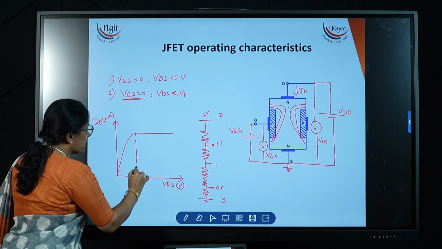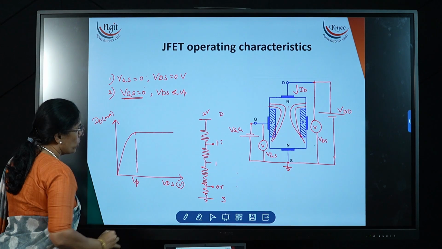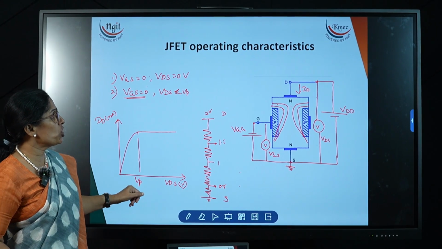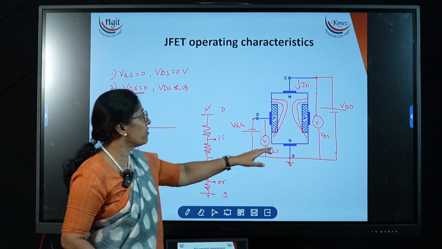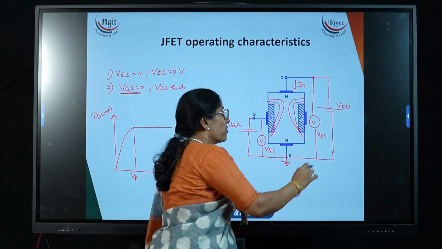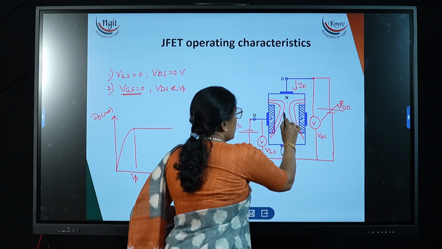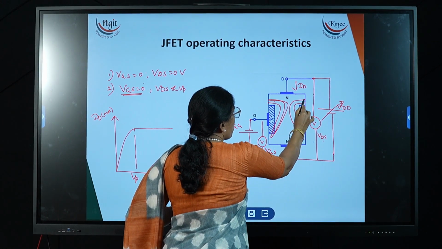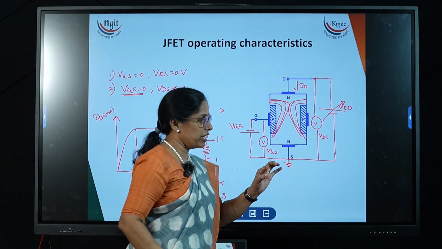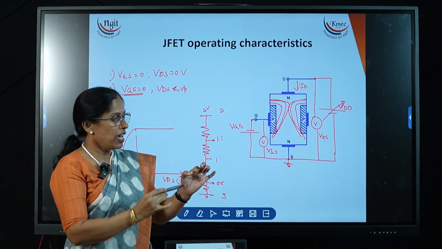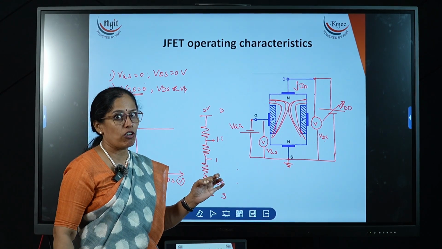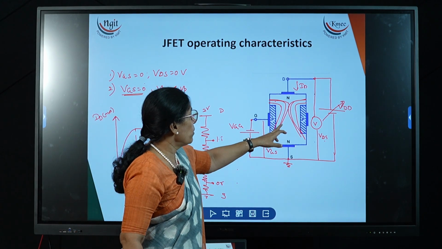Now this point is called the pinch off voltage. What is the pinch off voltage? If we go on increasing VDS or VDD, then at one point both the depletion widths touch together, like this, and this is called the pinch off region or pinch off state.